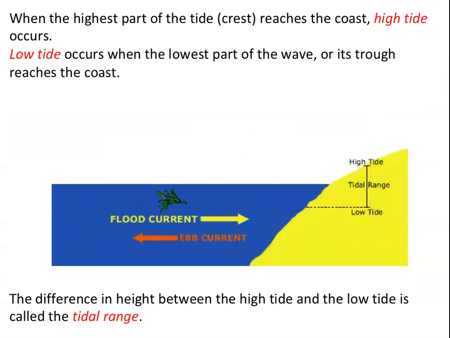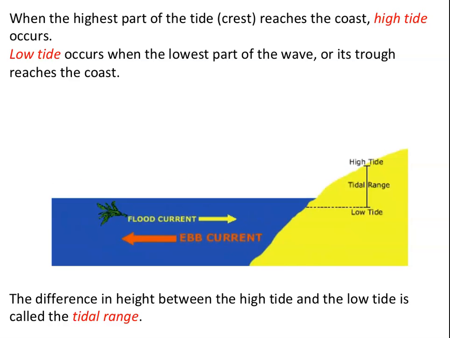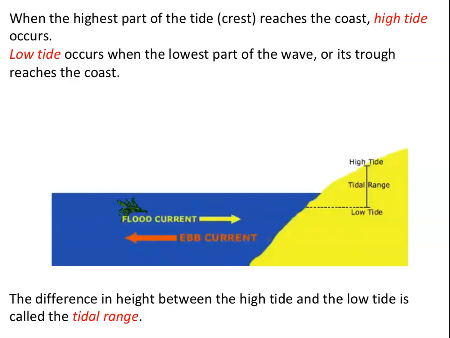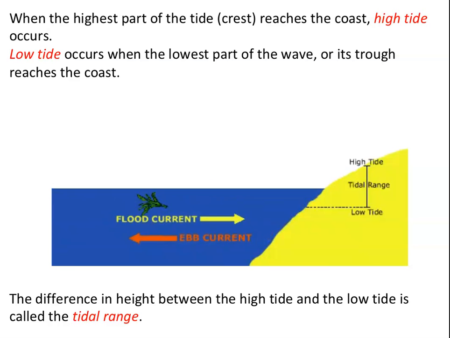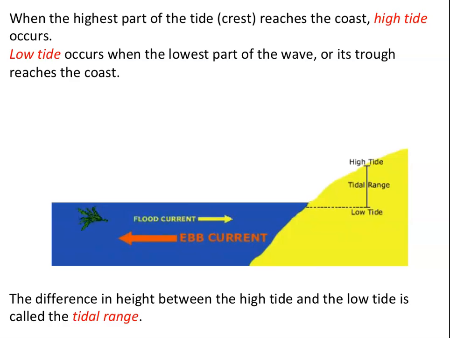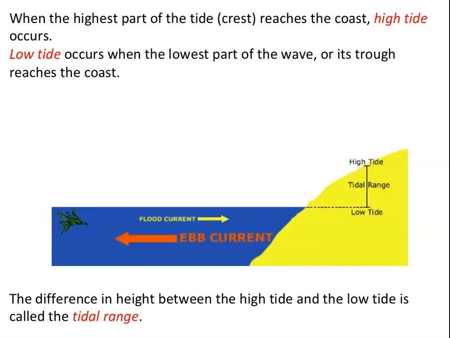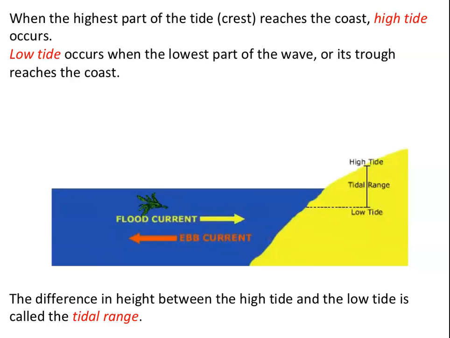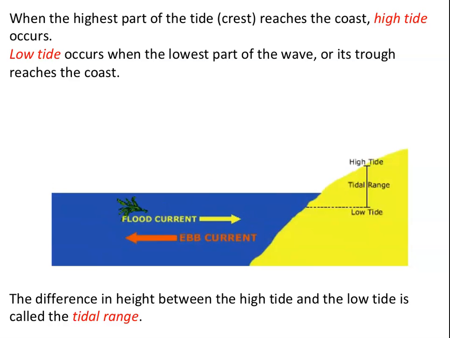And so when the highest part of the tide crest reaches the coast, it's high tide, and of course, low tide occurs when the lowest part, or the trough, reaches the coast. So we can see the flood current coming in. There's a little piece of green algae floating there, and then the ebb current is when it's going out. So high tide is when your flood current's coming in. The low tide is when that ebb current goes out, and that difference between the high and the low tide is called your tidal range. And if you look on that image there, you can see where that tidal range is.